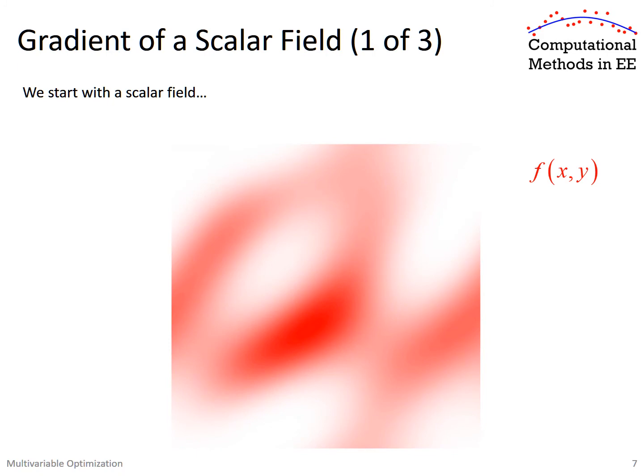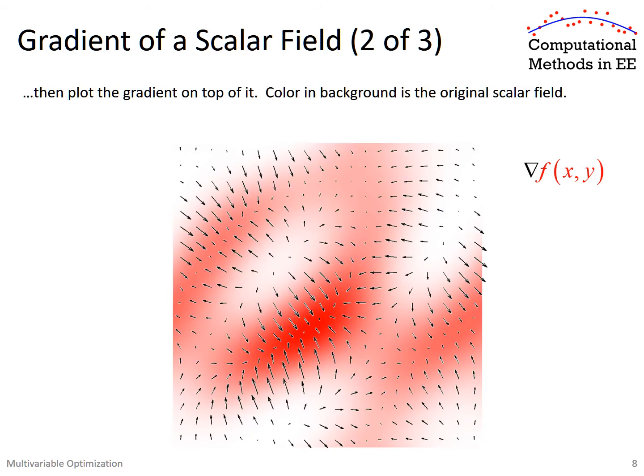Then we can think about the gradient. And we take the gradient of a scalar field. So here we start with some scalar field, and we calculate the gradient of it. When we calculate the gradient of a scalar field, we get a vector field. And that vector is always pointing uphill.